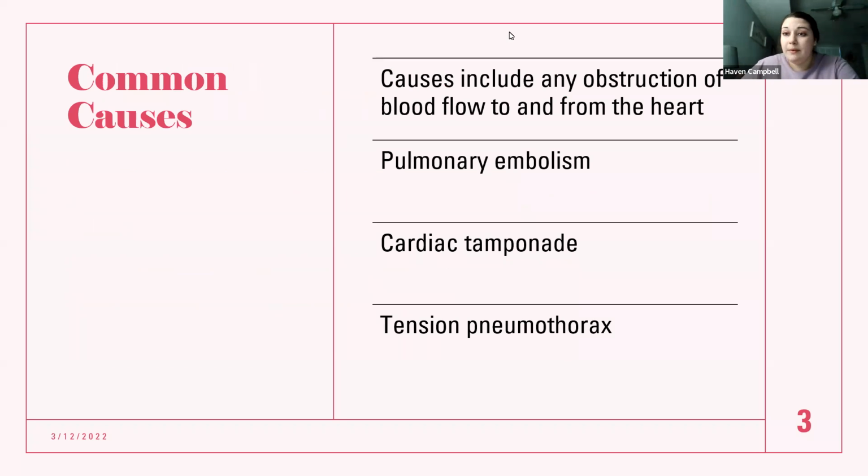So what are some common causes of obstructive shock? Causes include any type of obstruction that stops blood flow to or from the heart, such as a pulmonary embolism, cardiac tamponade, or a tension pneumothorax.